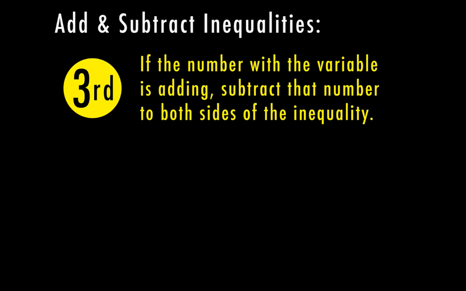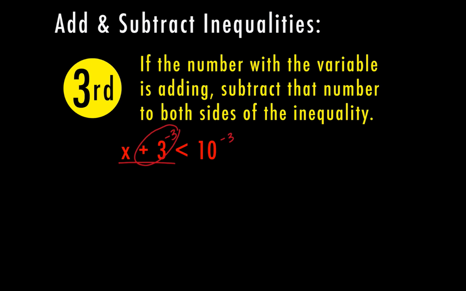Now in this situation, what would happen if the number with the variable is adding? In that case, we would subtract that number from both sides of the inequality. So let's go ahead and do a practice one here. So now I have x plus 3, and instead of adding 3, I'm going to subtract 3. Whatever I do to one side, I have to do to the other. And remember, our goal is to get the x over on the left side by itself.